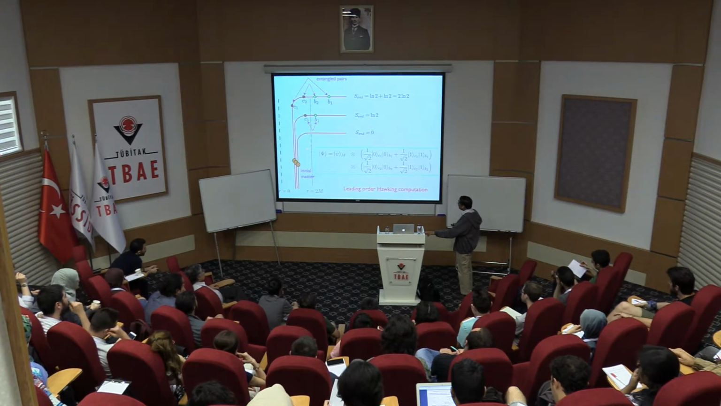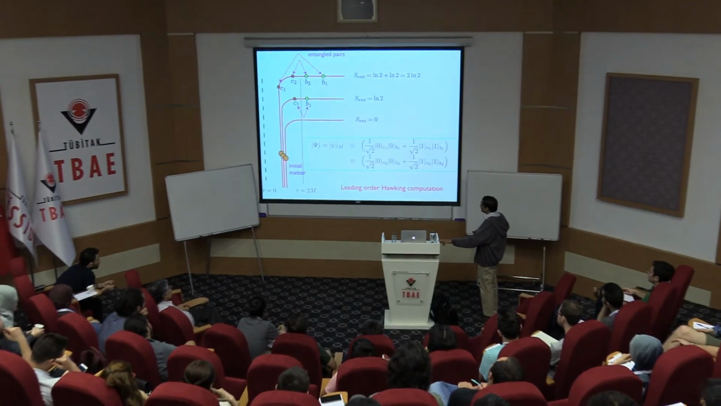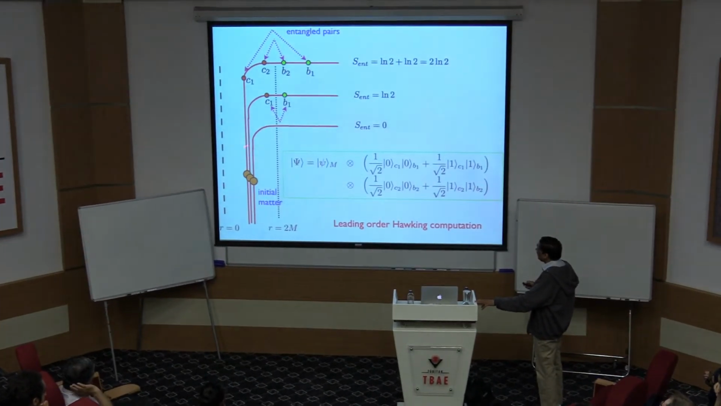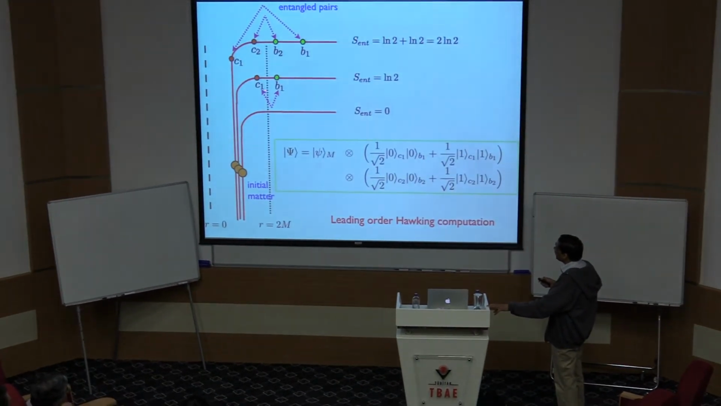So again, this is the picture we'll be working with. Now let's try to put some math over this. Again, these are the space-like slices. As they are entangled, the entangled pair I've drawn, let's call the first pair B1 and C1. The mode outside I'll call B, the mode inside I'll call C. So this particle is called B1, this is called C1.